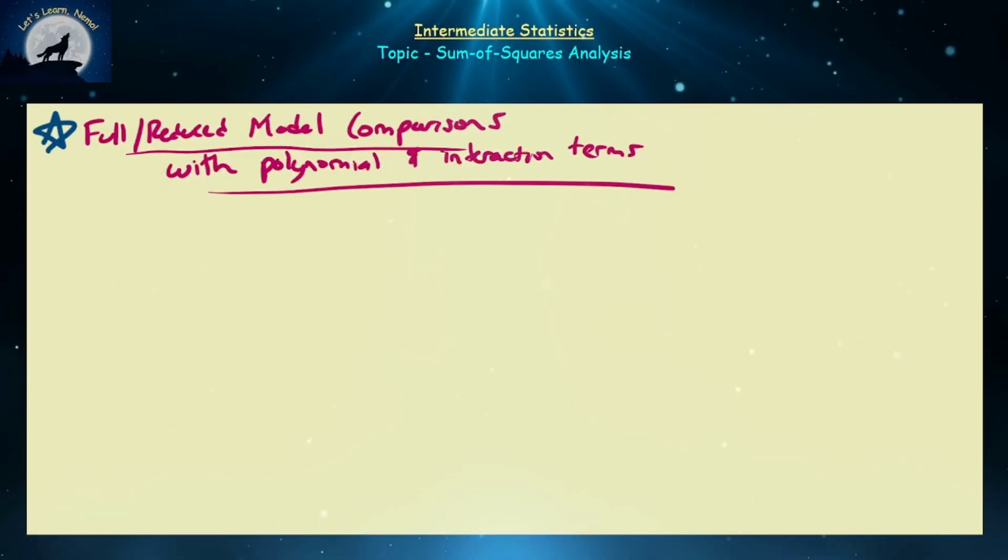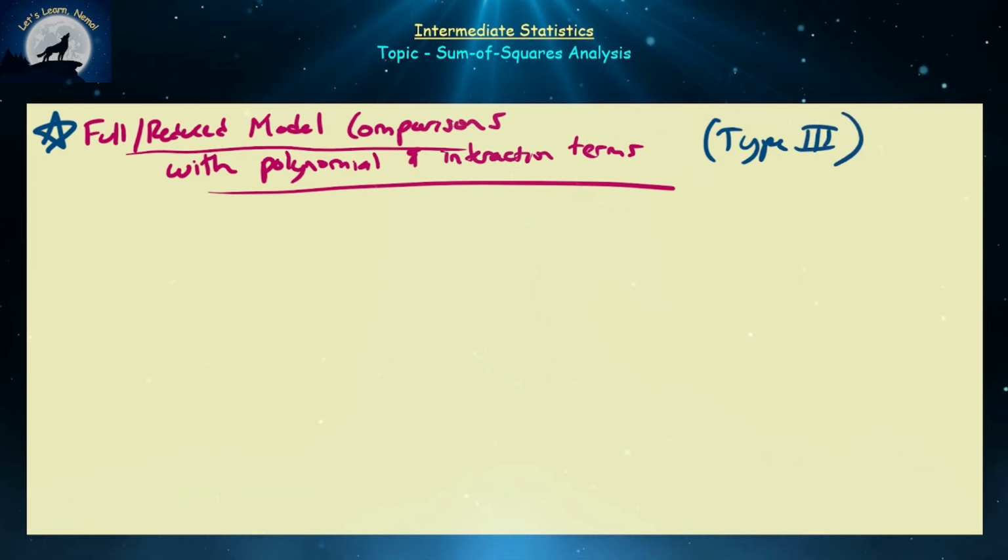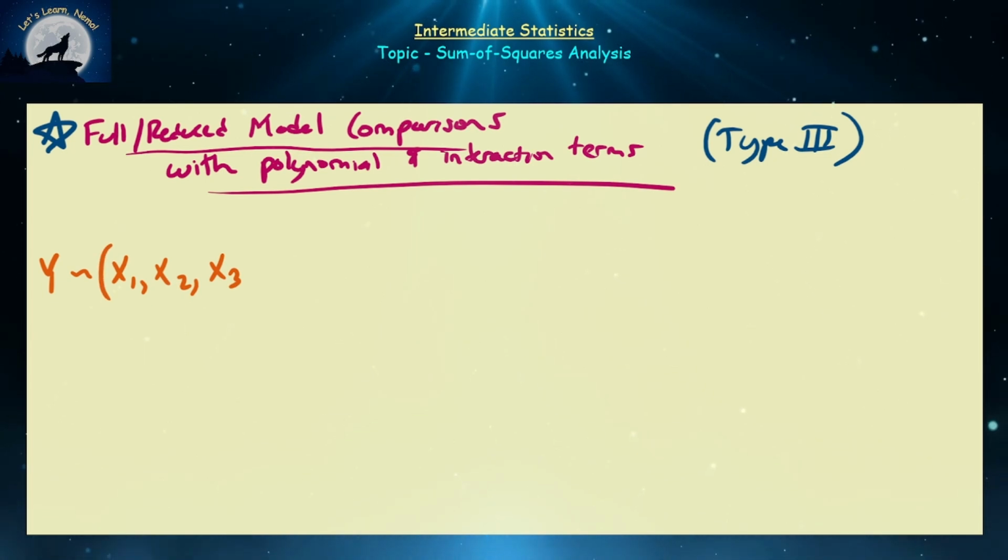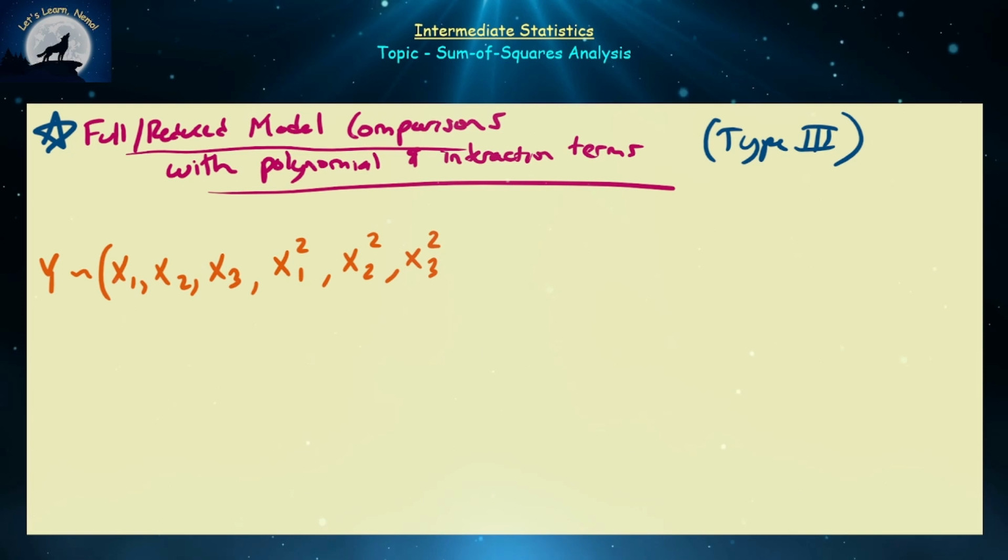So the next sum of squares analysis method can sometimes be referred to as the full-reduced model comparisons method with polynomial and interaction terms included. I'm going to be referring to this method as type 3 sum of squares analysis. So what exactly will the full model be in this scenario? Again, we're going to be considering x1, x2, and x3 inside of our model, and then we're going to be including some polynomial terms, for example, x1 squared, x2 squared, x3 squared. You could also go up to cubic or quartic if you wish, but let's just stop at quadratic.